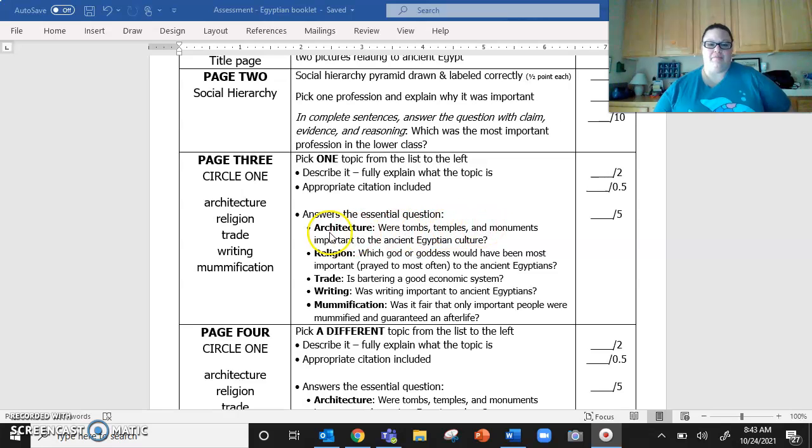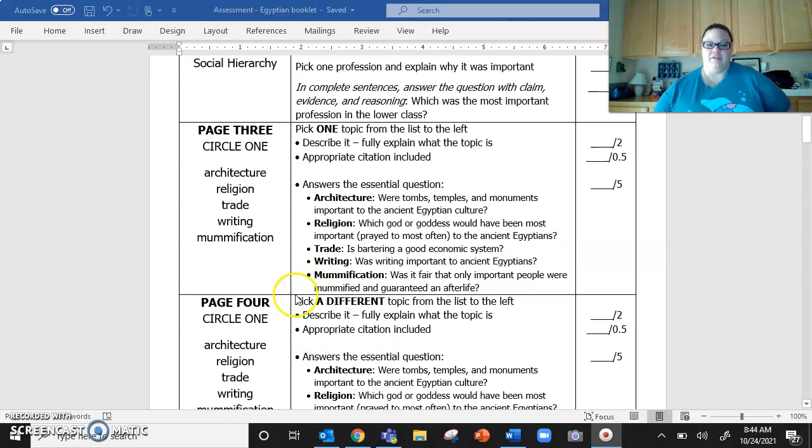Were tombs, if it's architecture, were tombs, temples, and monuments important to the ancient Egyptian culture? If you chose religion, which god or goddess would have been the most important, meaning who was prayed to most often, to the ancient Egyptians? If you chose trade, is bartering a good economic system? If you chose writing, was writing important to ancient Egyptians? And if you chose mummification, was it fair that only important people were mummified and guaranteed an afterlife?